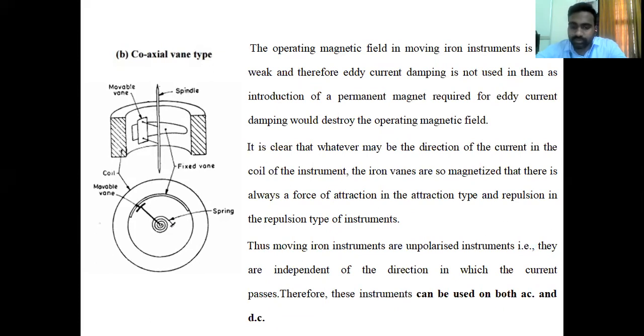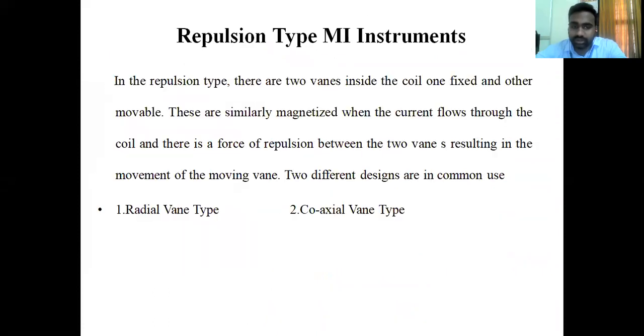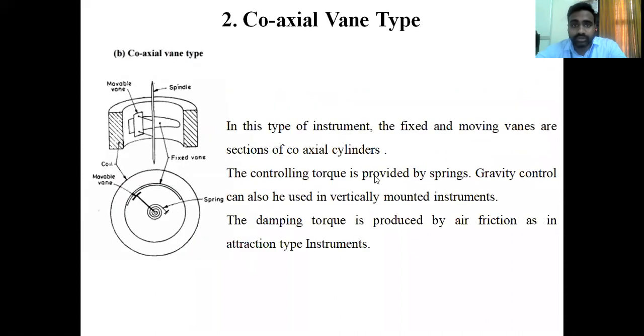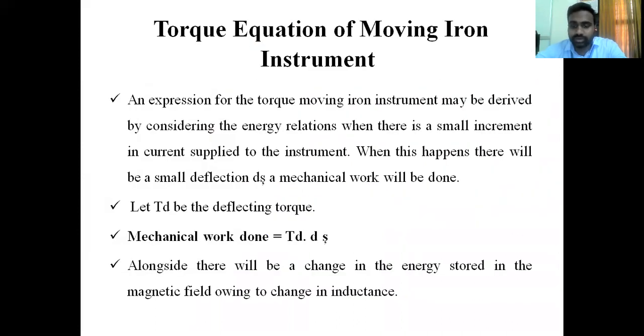So up to this instant we discussed two types of instruments: one is the radial vane type moving iron instrument, and the second is the coaxial vane type moving iron instrument. Next we will discuss the torque equation. Before that, does anybody have any doubt with respect to our discussion?